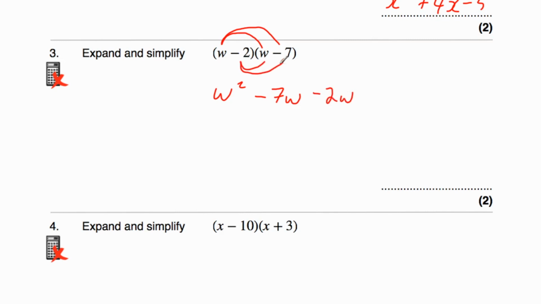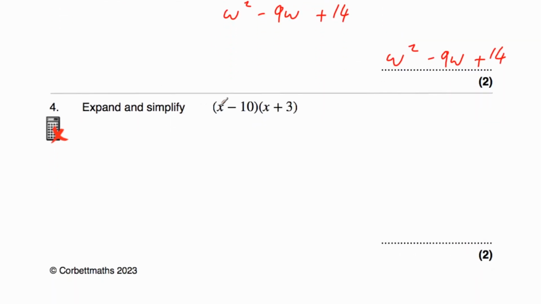And then minus 2 times minus 7, well, negative times a negative is a positive, and 2 times 7 is 14. So we've expanded, we now need to simplify. If we have a look at our two terms in the middle, we've got minus 7w take away 2w. Well, if we had minus 7 and we take away 2, that would be minus 9. So it's going to be w squared minus 9w plus 14. And that's it. Okay, let's have a look at question number 4.